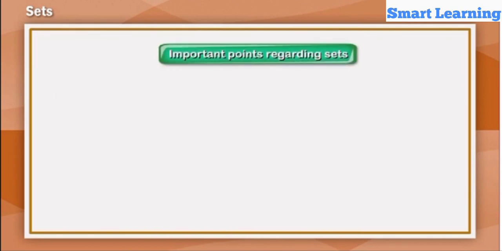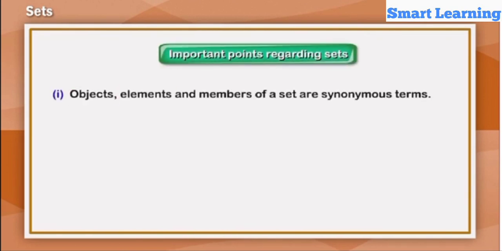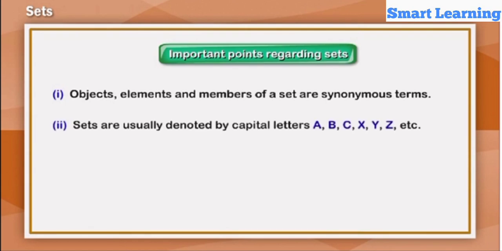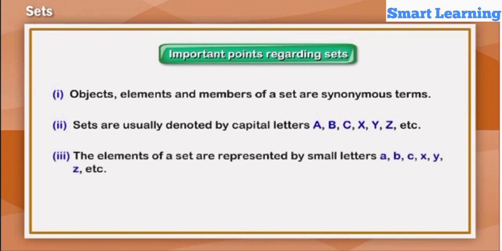The following points may be noted. 1. Objects, elements, and members of a set are synonymous terms. 2. Sets are usually denoted by capital letters A, B, C, X, Y, Z, etc. 3. The elements of a set are represented by small letters a, b, c, x, y, z, etc.